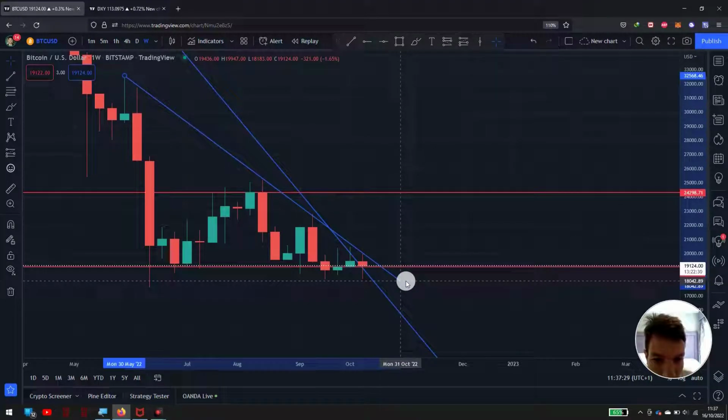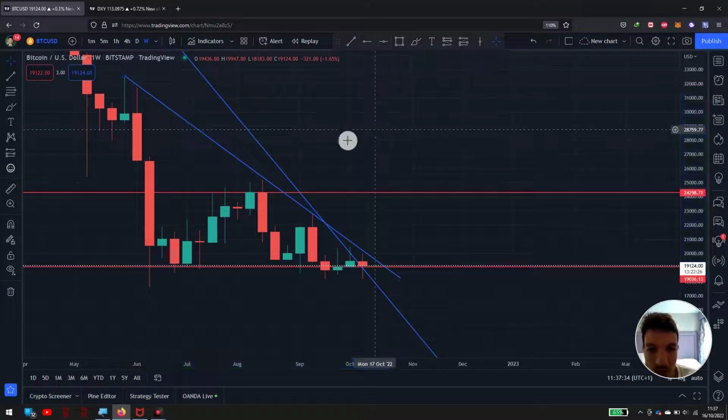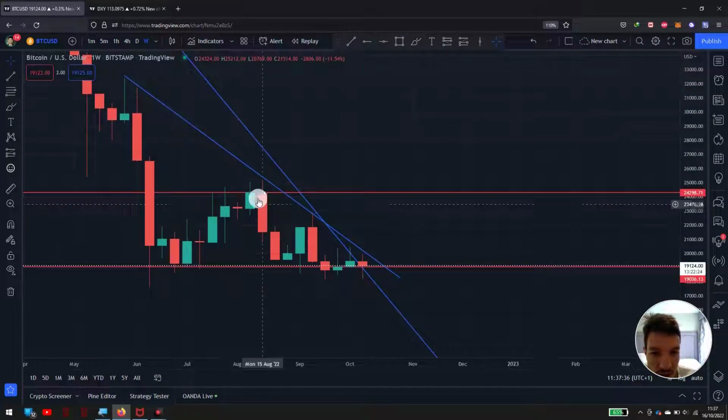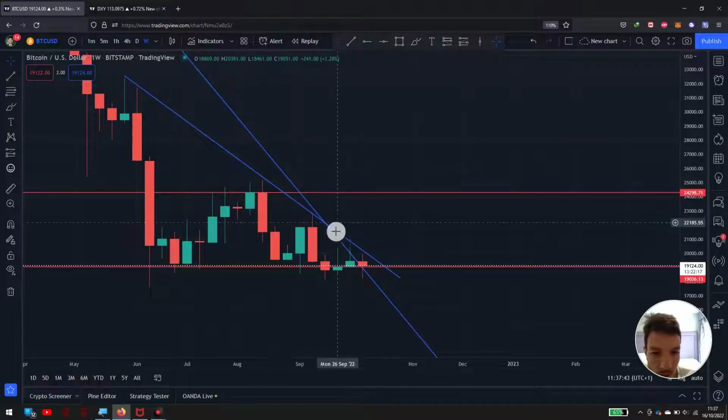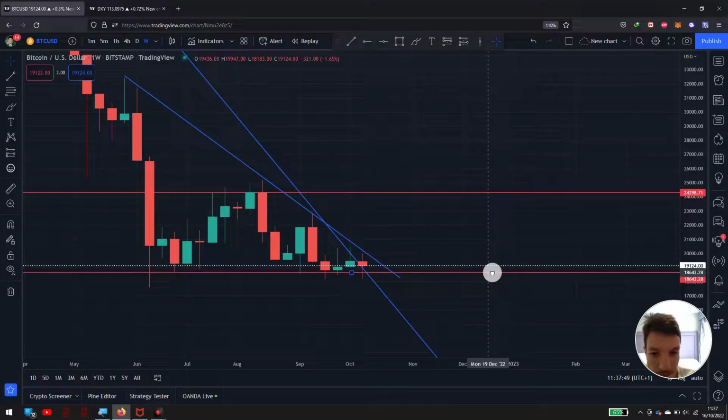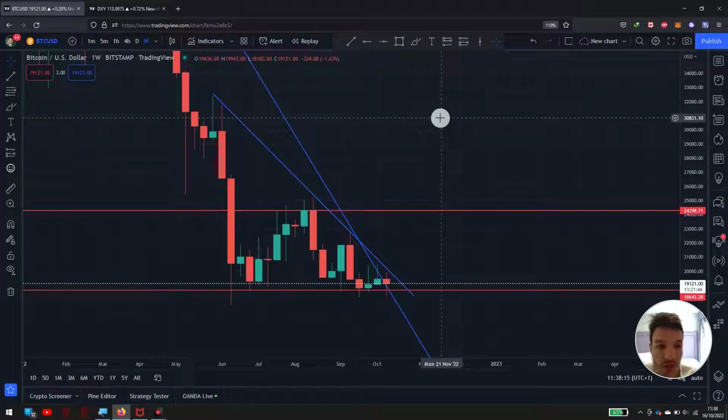You can see every time Bitcoin touches this trend line, it goes down. So it's making lower low, lower low, lower low, and it's holding at the same support. What does this tell us? As you can see, guys, we have formed a descending triangle.